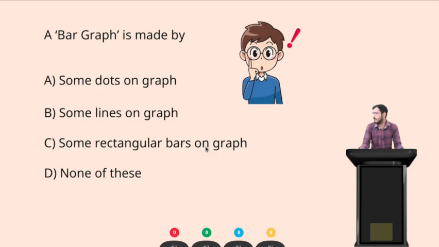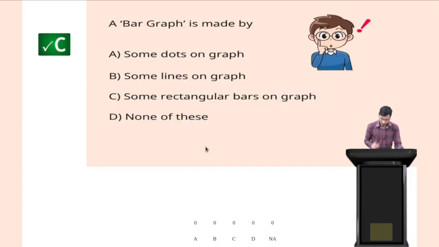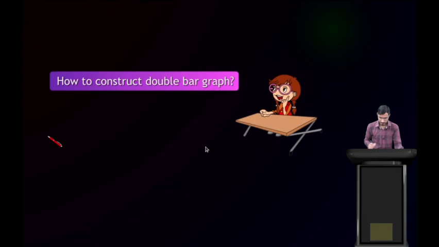So a bar graph is made by, yes, some rectangular bars on graph. Option C, that is the right answer here. Okay. Some rectangular bars on graph. Okay. Now let's move to the next part.